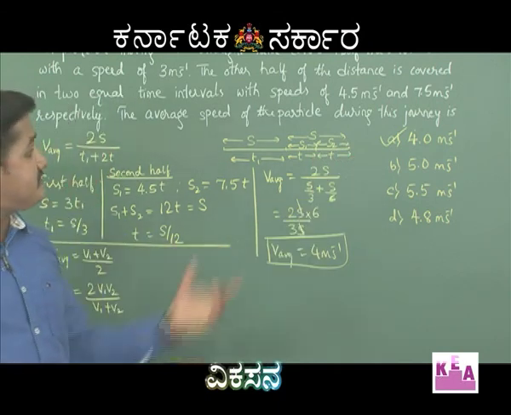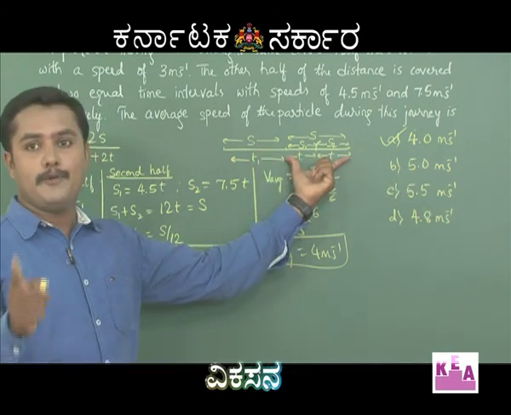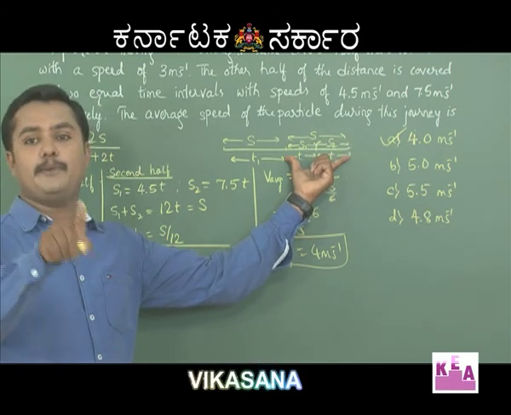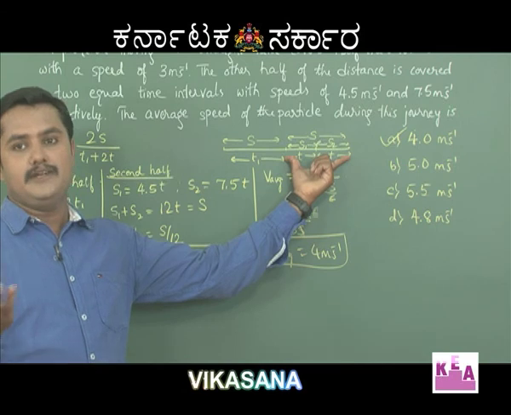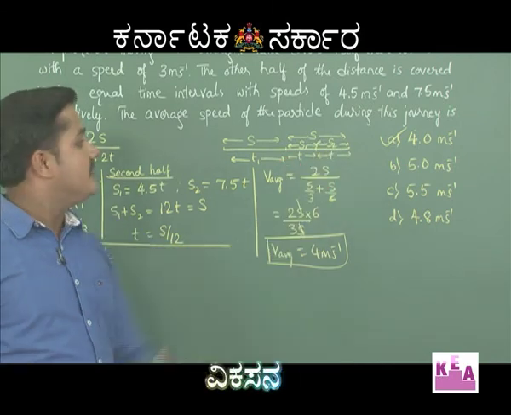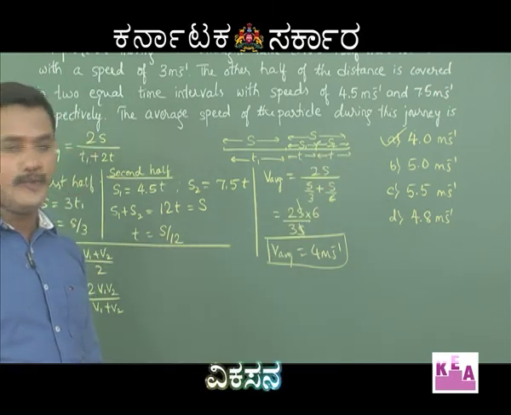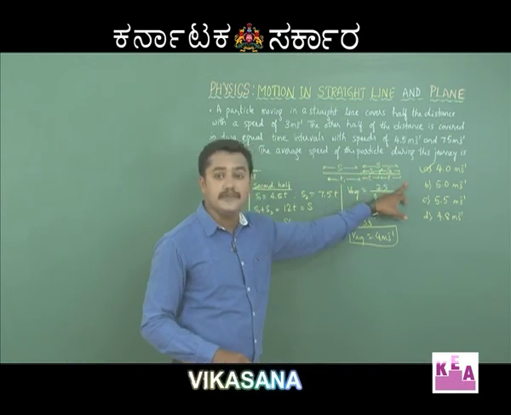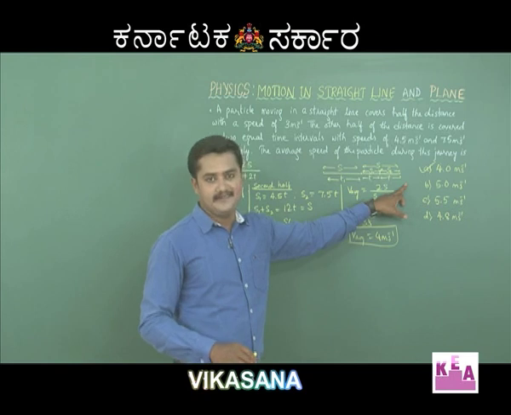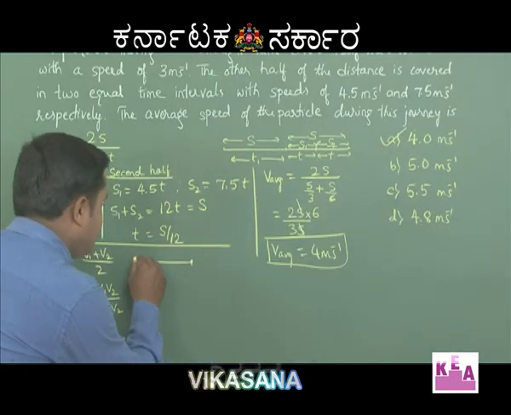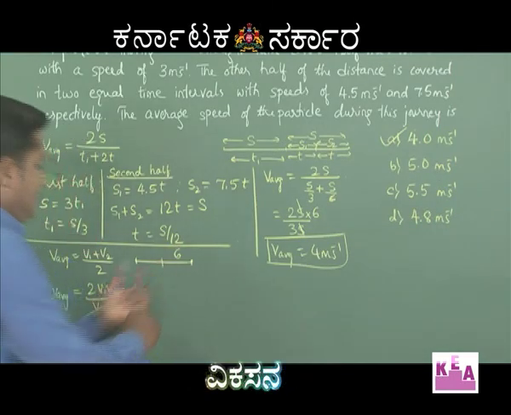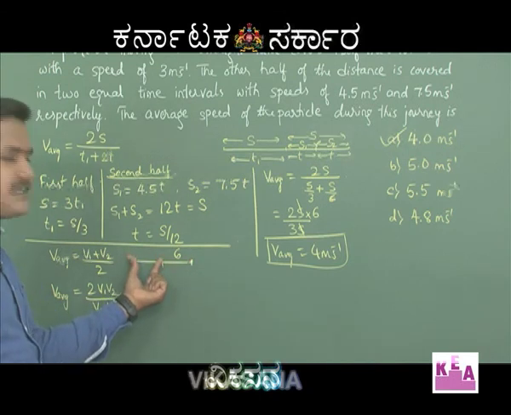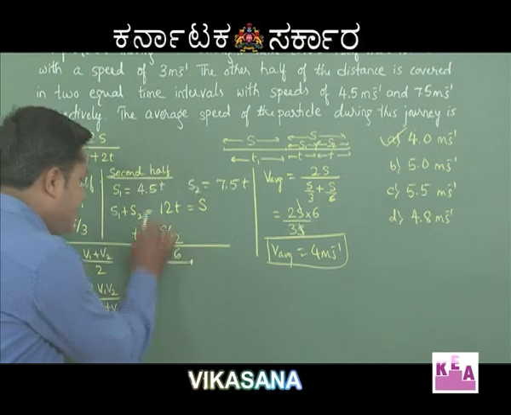So what is my average speed for the second part? It is (v1 plus v2) divided by 2, that is (4.5 plus 7.5) divided by 2, which is 12 divided by 2, is 6. I hope I am clear. The average speed for the second half of the journey is 6 meter per second. So for this part the average speed is 6, and what is the speed for the first half? It is given to be 3.